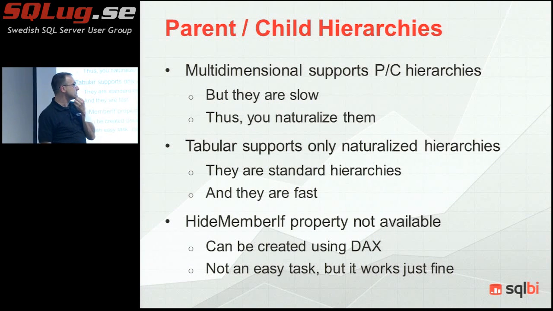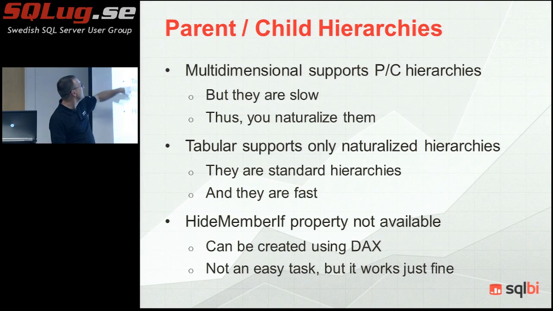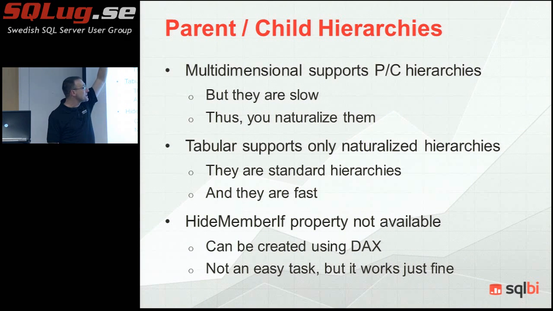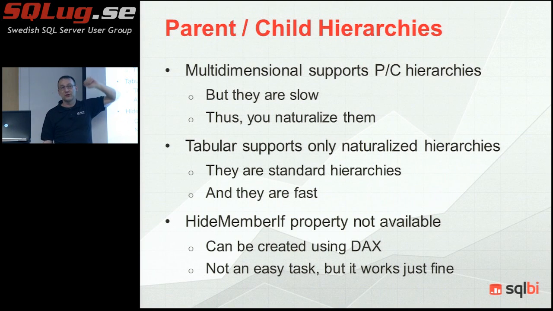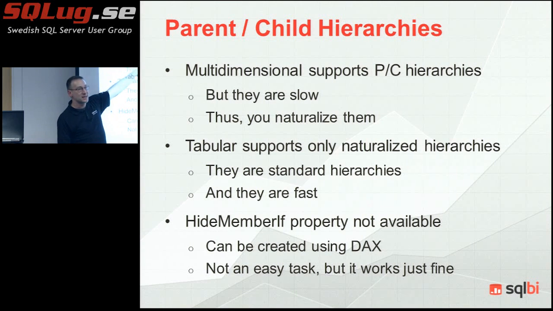Parent-child hierarchies might be good or not, depending on the way you look at them. In multidimensional, parent-child hierarchies are normally supported, so you can create them quite easily, and they work. But they are amazingly slow. So whenever you have a parent-child over a big fact table, you know that you cannot live with this scenario because it will be too slow. And you end up naturalizing them.